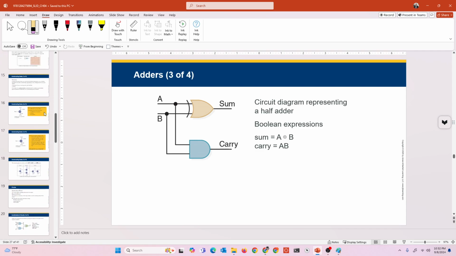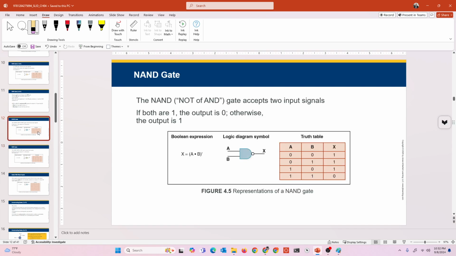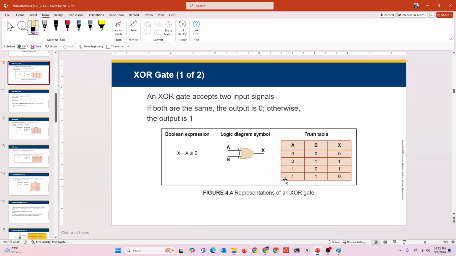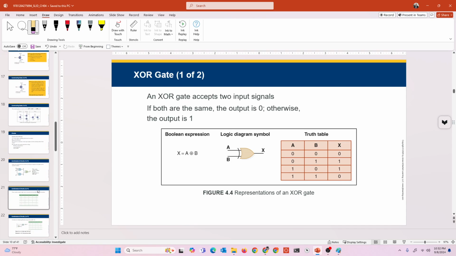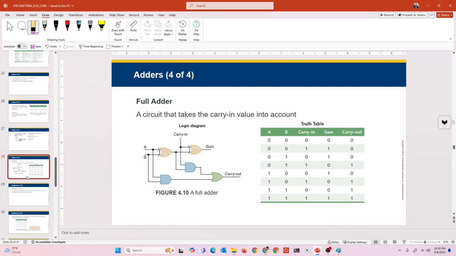I always make that mistake. This is A and B. If they are the same, it's a 0. Sometimes you have to look.